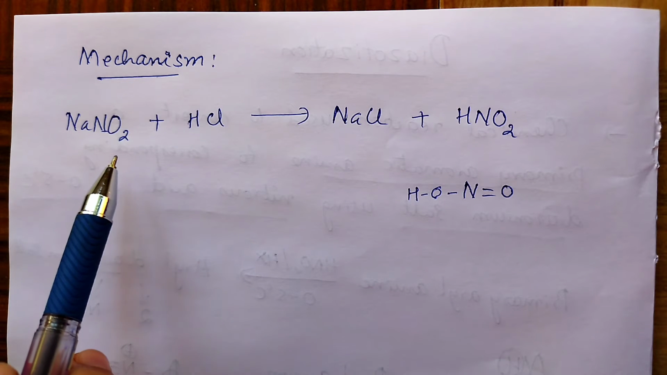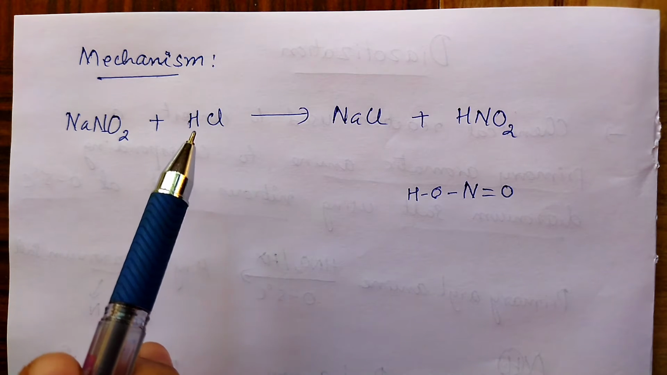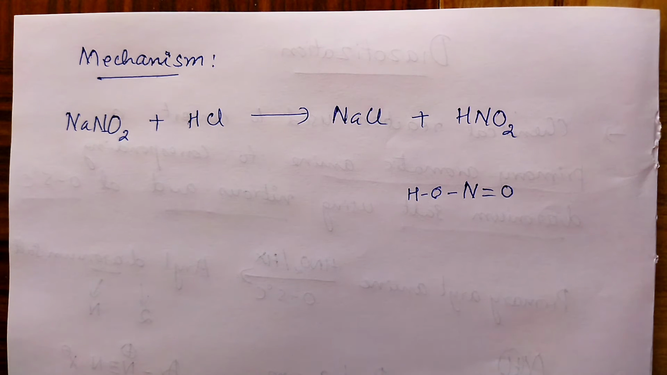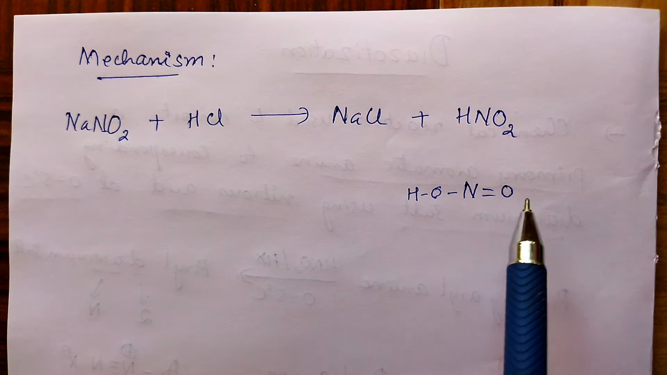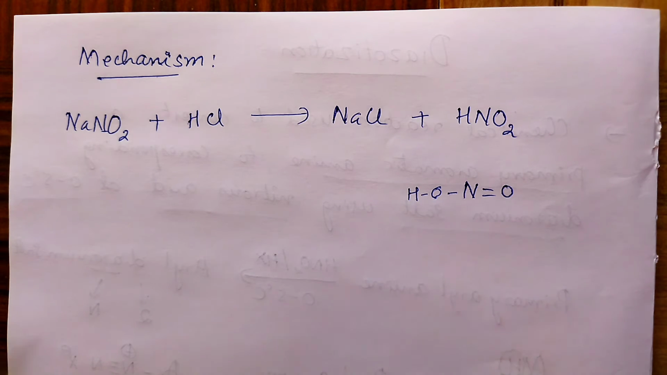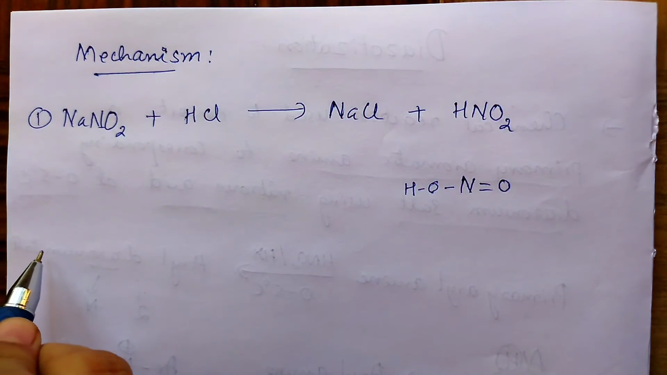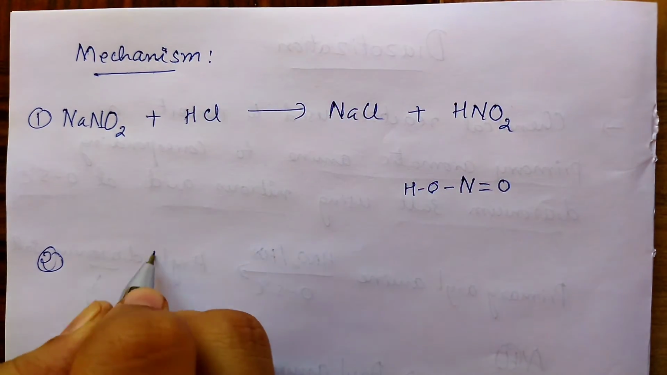As we already discussed, the very first step in diazotization is production of nitrous acid. And how to produce it? So take NaNO2, treat it with hydrochloric acid, we get NaCl and HNO2, that is nitrous acid. What is its structure? N double bond O, single bond OH. So this is the first step. Now let's see what is the second step.